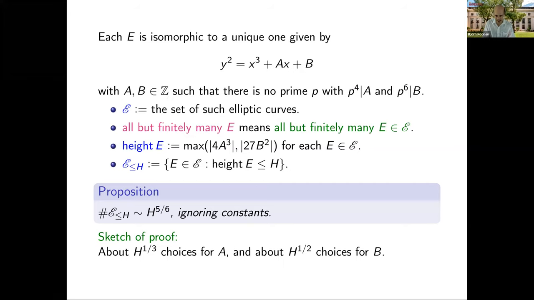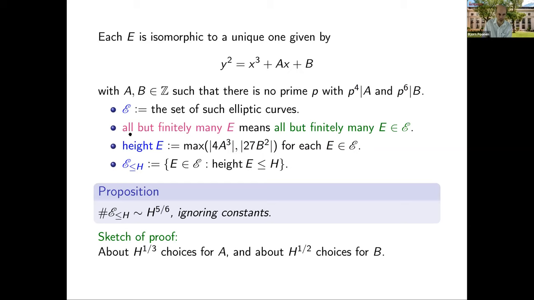You can also scale it exactly right to get rid of any extraneous factors in these integers A and B. Whenever you have a prime p such that p to the fourth divides A and p to the sixth divides B, you can do a change of variables to eliminate it. It's kind of like taking a GCD. Once you take care of that, you get a unique representative for each isomorphism class. I'm going to let this fancy E be the set of all these representatives, so each elliptic curve up to isomorphism appears only once.